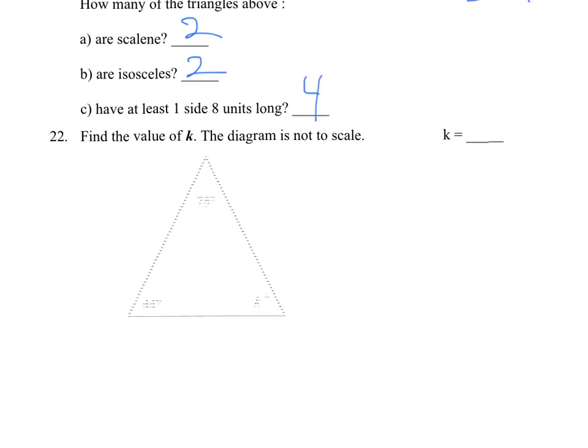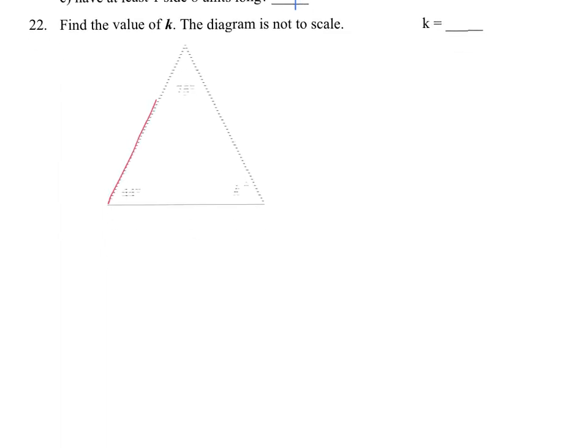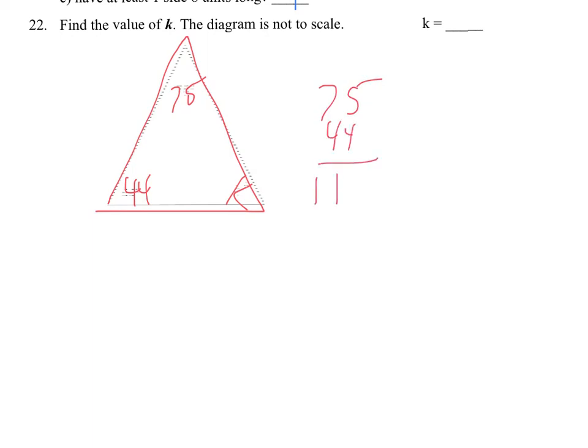Okay, number 22. We're looking at a triangle. This one's not too difficult. We should be able to do this one. It's got angle measures of 44 and 75 and K. What is the missing angle? Well, remember, 75 plus 44 is 119. Take 119, subtract that from 180, and you get 61 degrees, which is the measure of angle K.